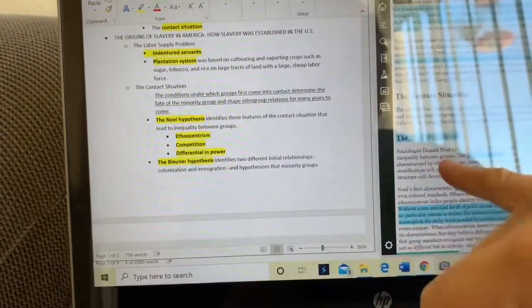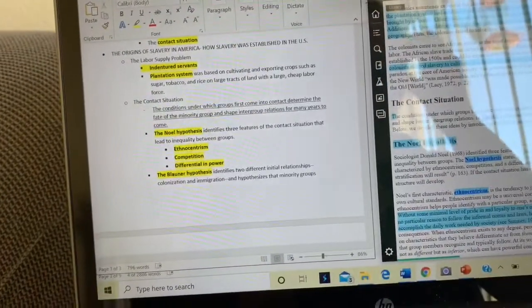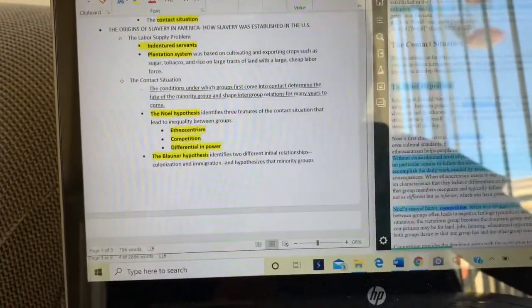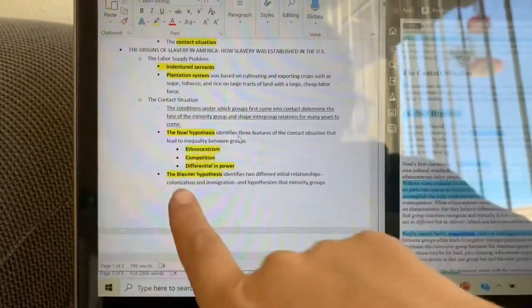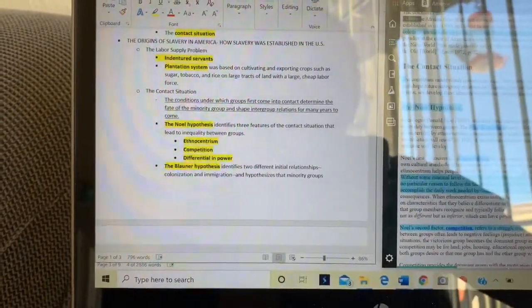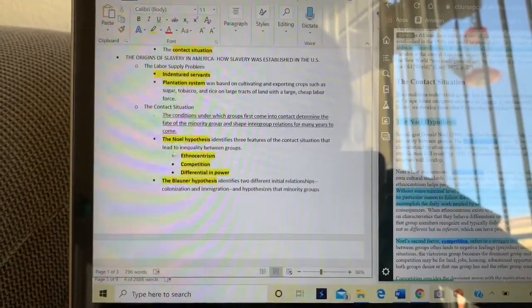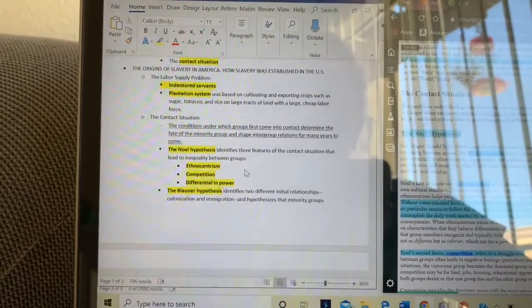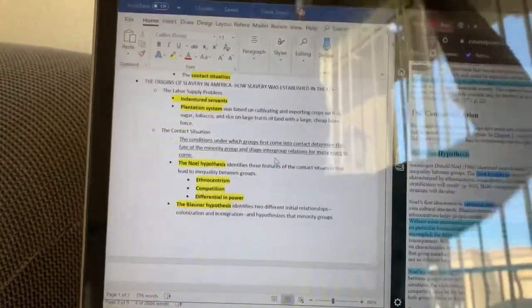And now it's really important, probably the most important part of the whole chapter, if you don't get anything away from this: the null hypothesis and the Blauner hypothesis. The null hypothesis identifies 3 features of the contact situation that lead to inequality between groups, any of these groups, African Americans, Native Americans, Mexican Americans.